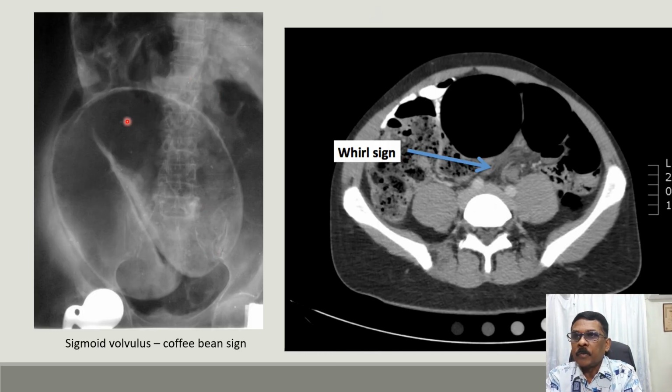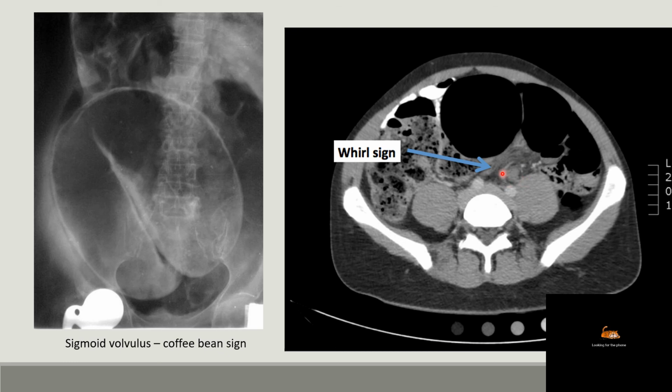Sigmoid colon volvulus, closed loop obstruction, but there are no dilated small bowels. Okay, this is a CT scan of the same patient where the sigmoid mesentery is twisted. And this is known as the whirl sign, whirlwind sign.